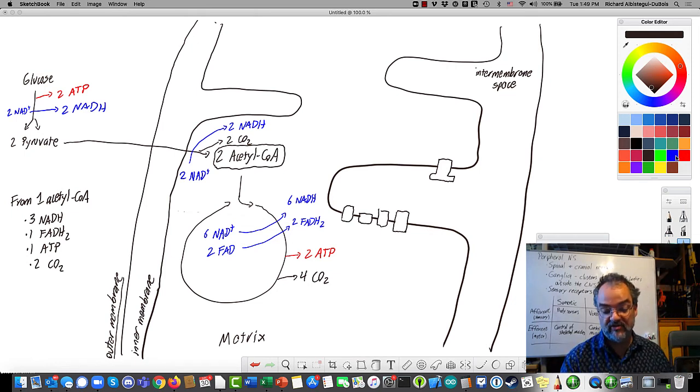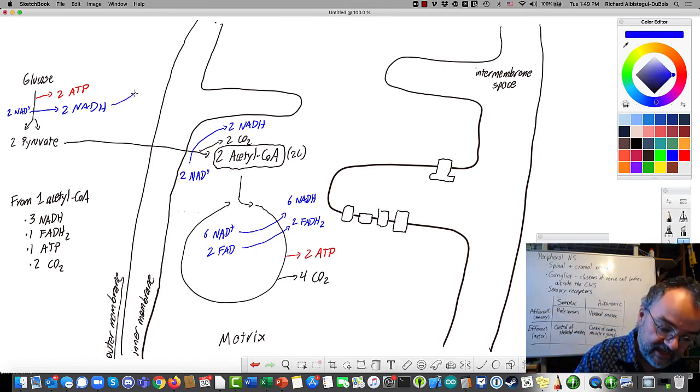And notice our 2 acetyl-CoAs, each of which was a 2-carbon molecule. That's 4 carbons. At the end of the Krebs cycle, we've got nothing left. There's our 4 carbons and our 4 CO2. So this finishes the final breakdown of glucose. Glucose has now been completely broken down into smaller molecules. The glucose is gone. So what do we get out of that glucose?